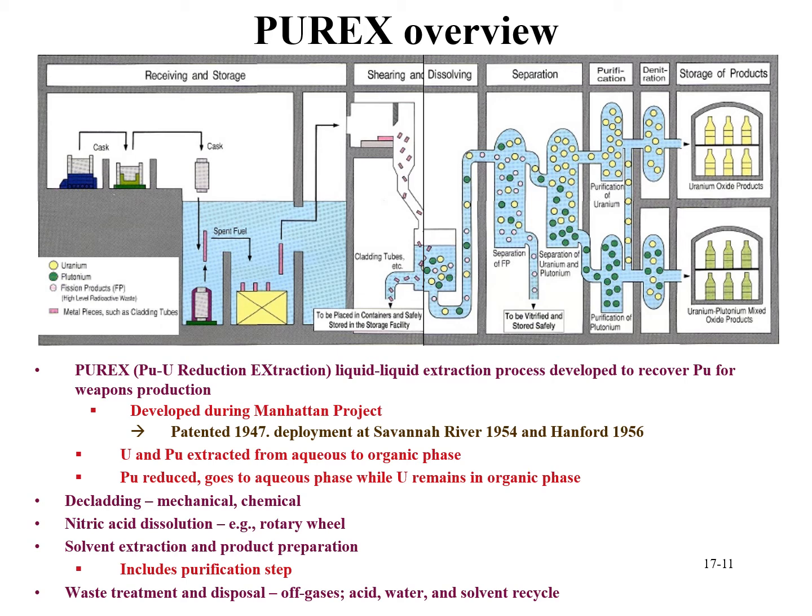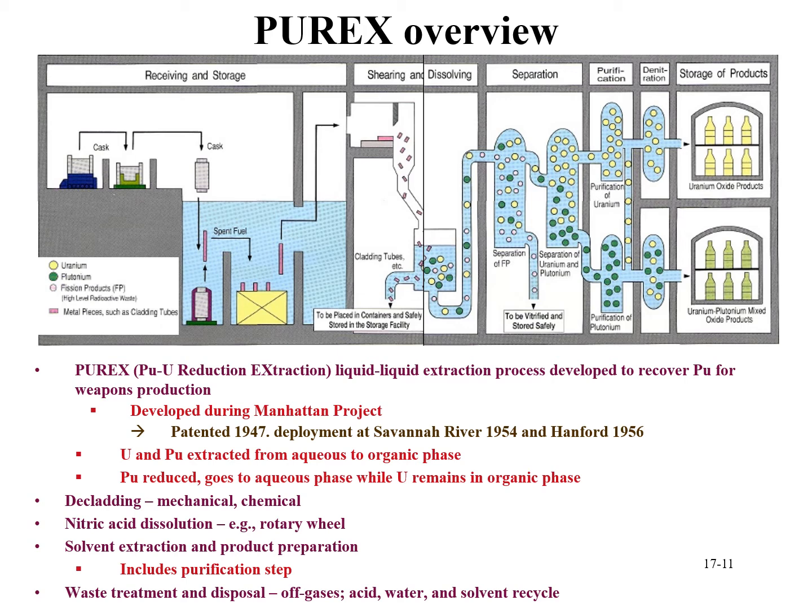The PUREX process, which stands for plutonium uranium reduction extraction, is a liquid-liquid extraction process, solvent extraction, and it was developed to recover plutonium. It was developed during the Manhattan Project and patented in 1947. It was deployed at Savannah River in '54 and at Hanford in '56, and it was the workhorse for plutonium recovery at these sites from those dates.